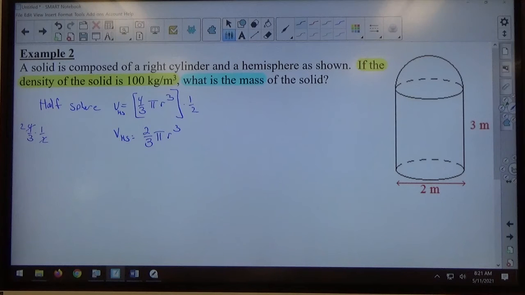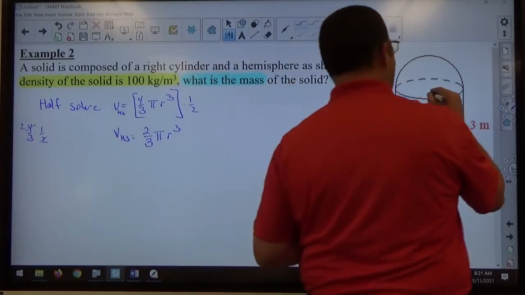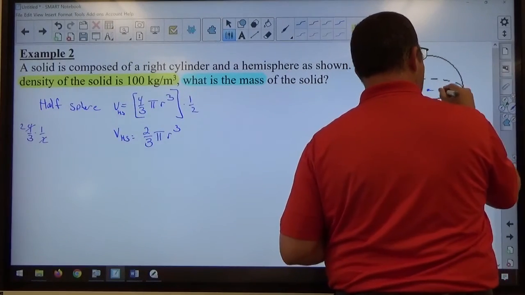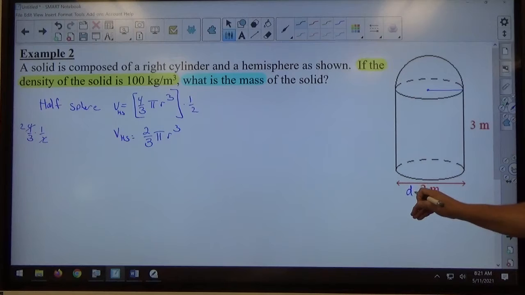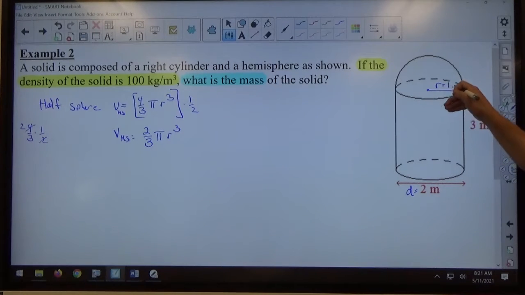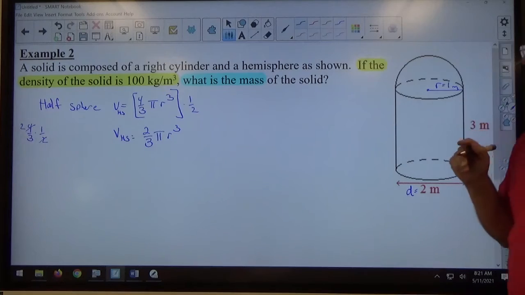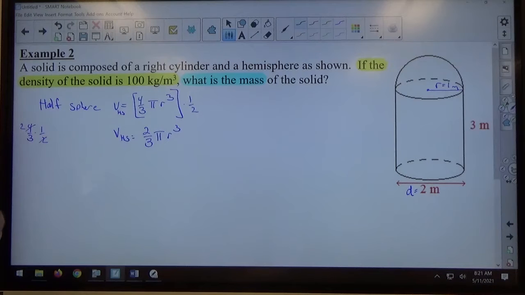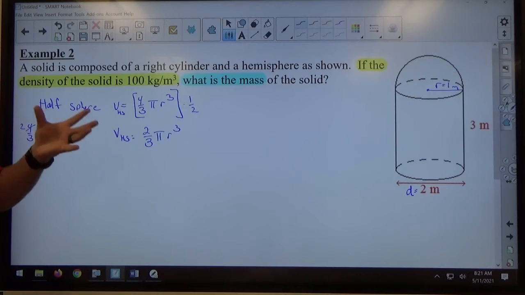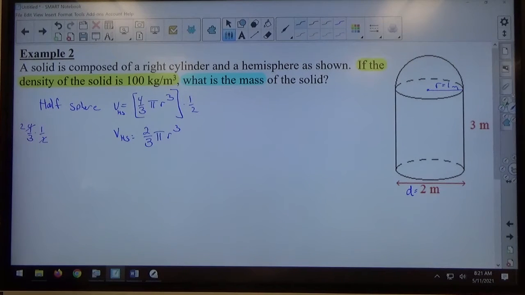So for this particular hemisphere in this problem, you'll notice that down here it tells us diameter, not radius. The diameter is equal to 2 meters, so the radius is equal to 1 meter. So we have two problems here. We have to find the volume of the hemisphere using the hemisphere volume formula. We have to find the volume of the cylinder, which goes back to chapter 11.2, area of base times height. We add those two volumes together to get the volume of the entire thing in cubic meters, and then every cubic meter gets me 100 kilograms. So we'll find the mass. That's our plan here. We'll start with the hemisphere.